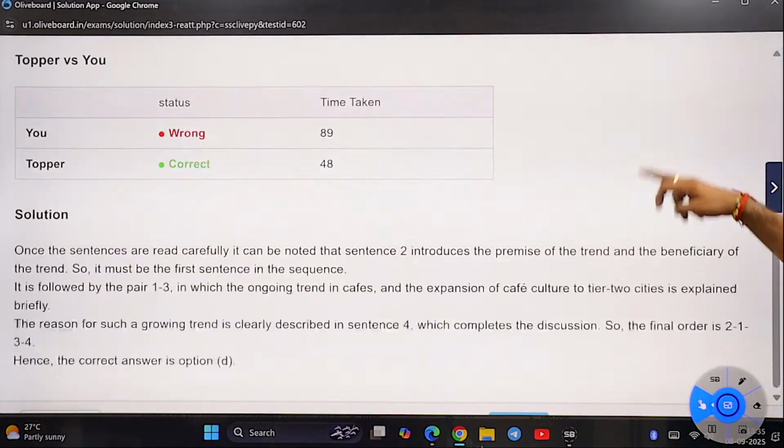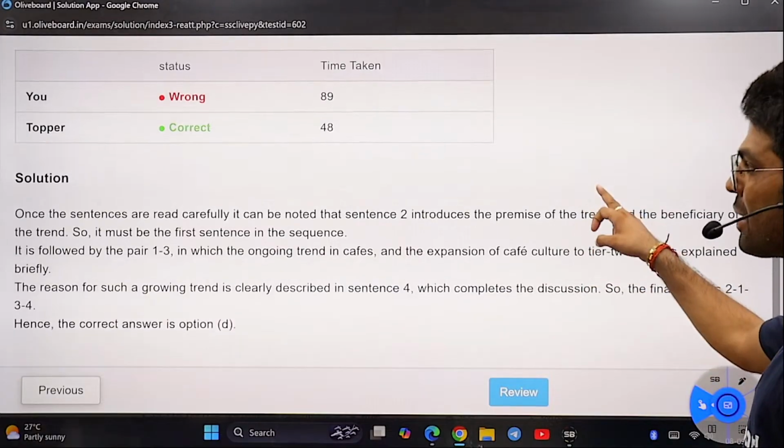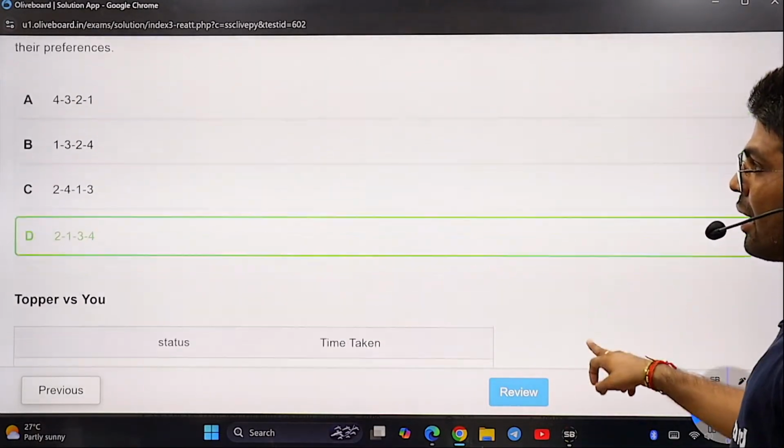Sorry. What they say? Once the sentences are read carefully, it can be noted sentence 2 introduces the premise of the trend. I think India has had, that's perfect tense, introduces the premise of the trend. So it must be the first sentence. I don't think so. Followed by the pair 1 3, which is precise, but followed by the pair in which the reason for such a growing trend is marked in fourth. Fine, agree, the reason for that growing trend is marked in sentence fourth, but second statement, Mr. Singh starting.